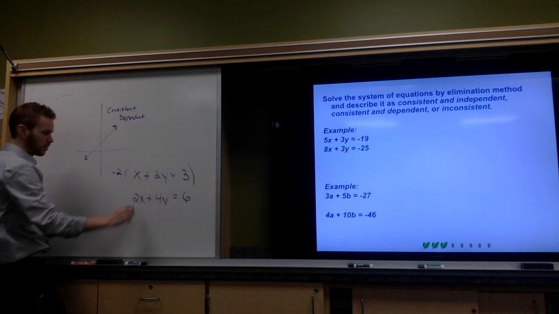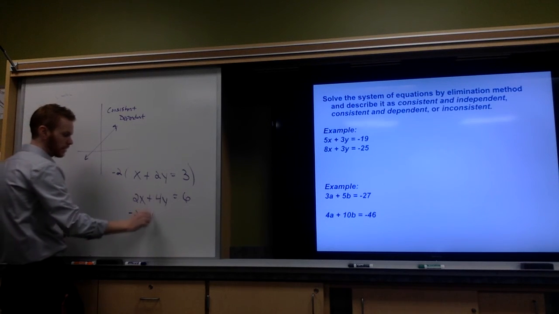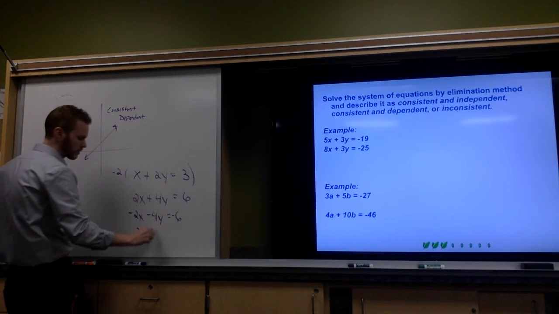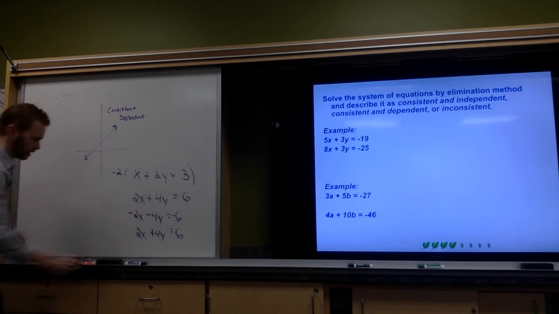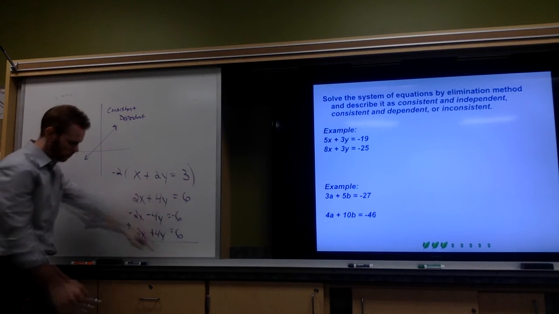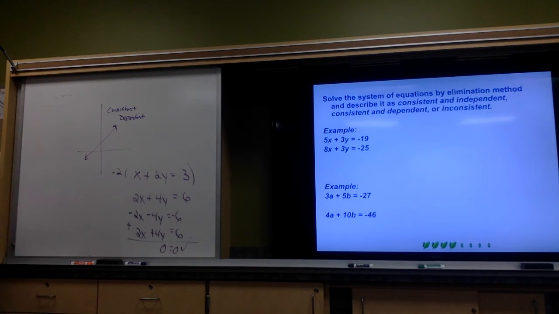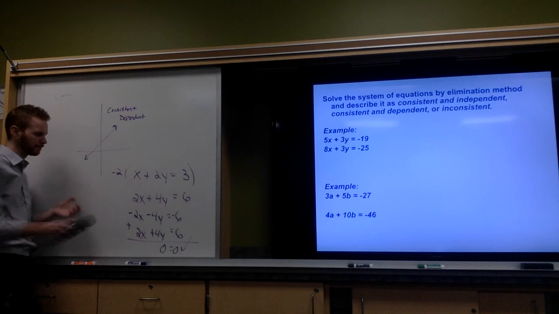Okay? So now look what happens. I get -2x minus 4y equals -6. And then this guy just comes right along for the fun. Okay? Now I'm going to add them. 0, 0, 0. Does 0 equal 0? Yes. What happened? You know, when that occurs, something went bump.